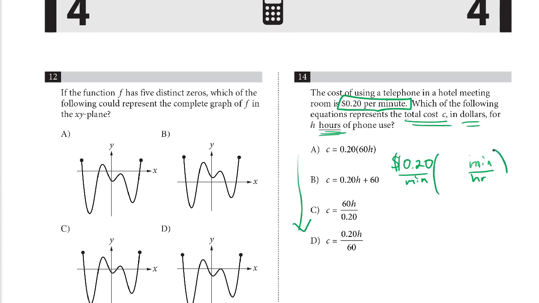Well, I know what that relationship of minutes and hours is. There's 60 minutes in 1 hour. So that way my minutes will cancel top to bottom, and they're going to be H hours. Okay, and my hours will cancel top to bottom. So my total cost, my final units, will be dollars. And that's exactly what I want.